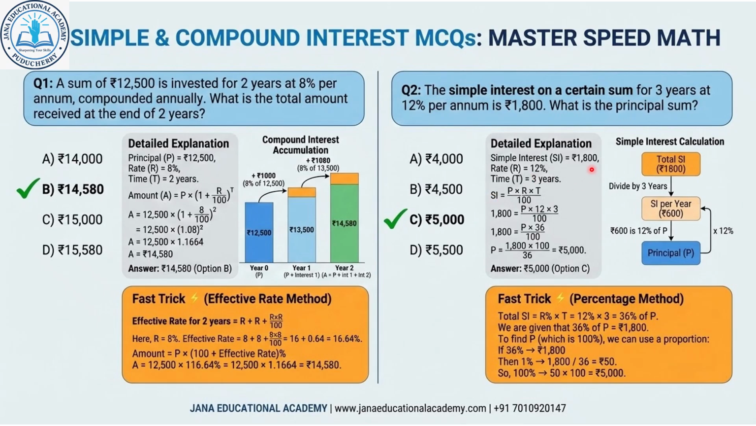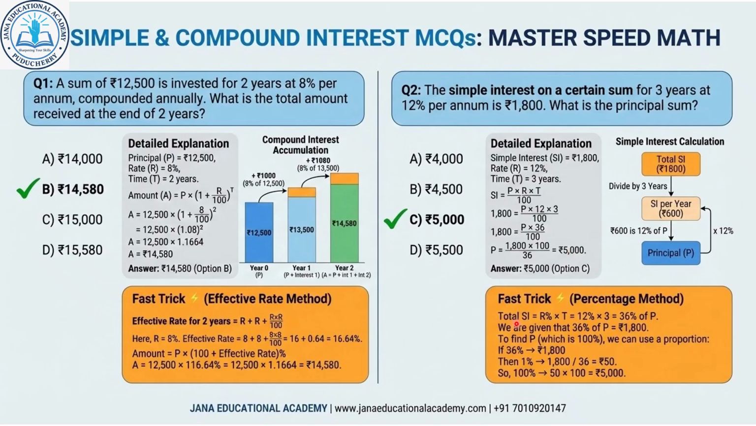The simple interest is 1800. SI is equal to P into R into T divided by 100. The principal amount is unknown. The rate of interest is given as 12%. The time duration is 3 years. So we can calculate that, 1800, and we will get a principal of 5000 rupees.